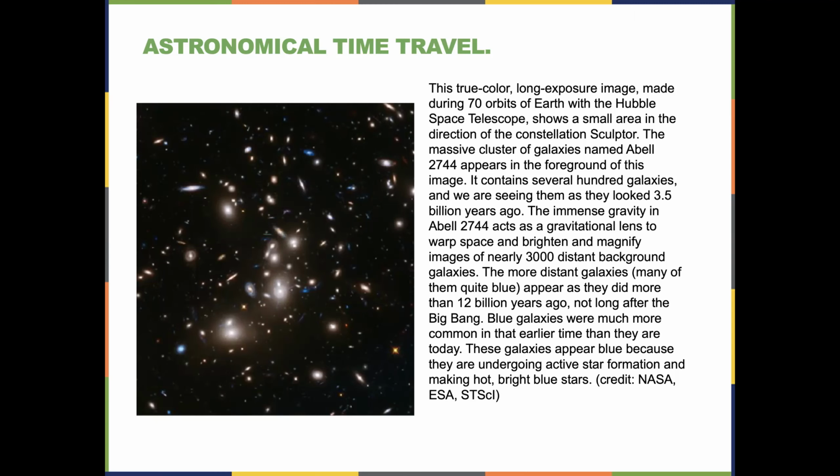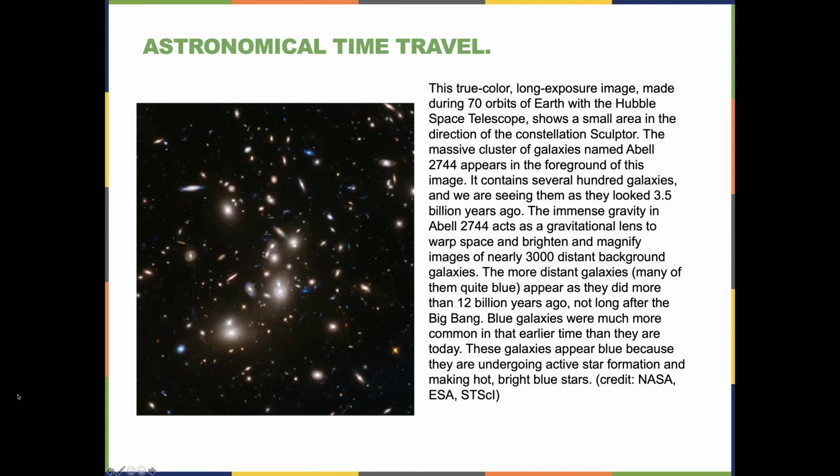Appears in the foreground image, right? So there is something special about this particular image. What you can see is a galaxy cluster here, which contains hundreds of galaxies, several hundreds of galaxies in fact. And what we are seeing in these galaxies, as I have mentioned here, is how they looked 3.5 billion years ago, right? So basically the galaxy cluster is around 3.5 billion years away from us, right?